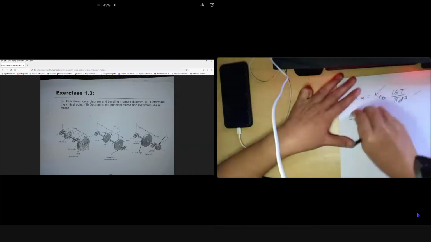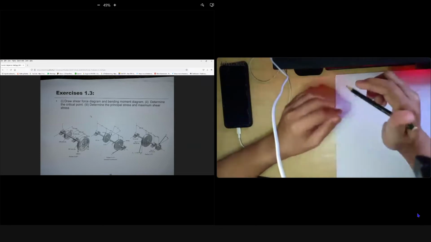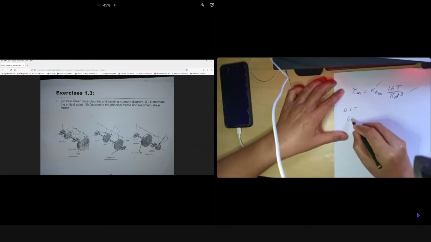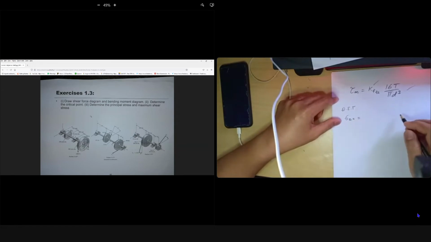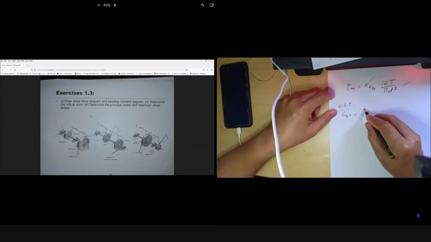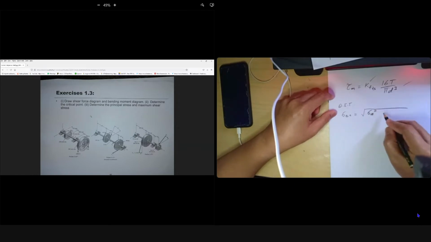So what is SN? Endurance limit. Because we need to find the safety factor, right? Before we find the safety factor, we need to find the combined equivalent load in DET. We need to find the combined because we have sigma alternate and we have tau mean. So we cannot simply use them; we have to use the equation for sigma equivalent alternate. What is the equation? Square root of something plus 3 tau alternate squared.